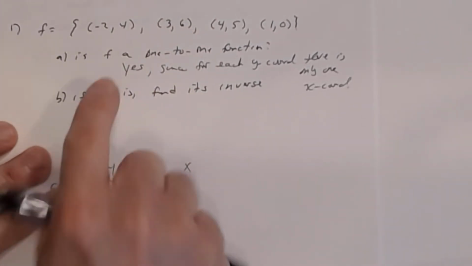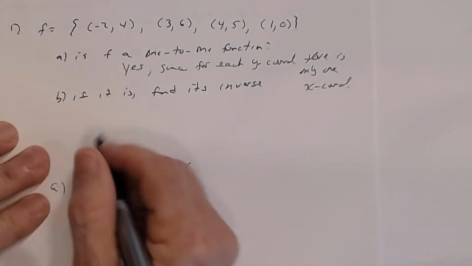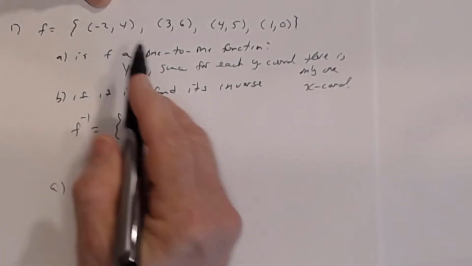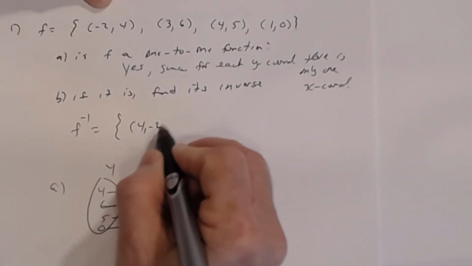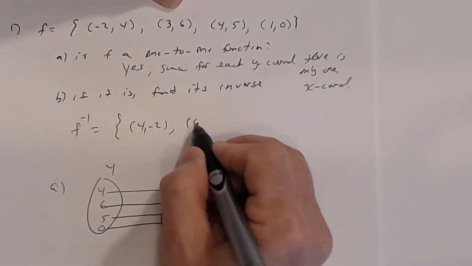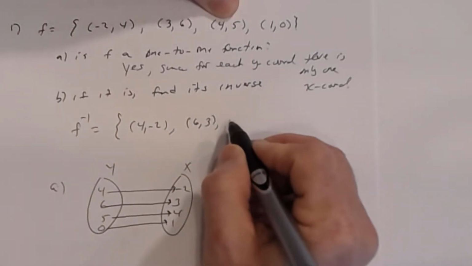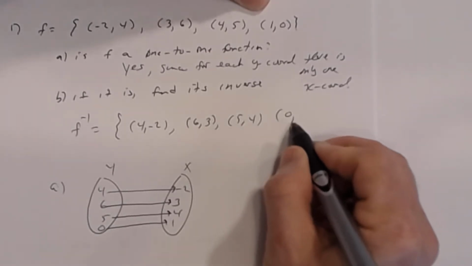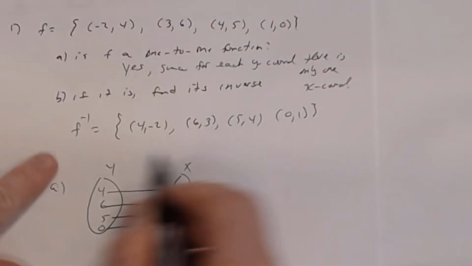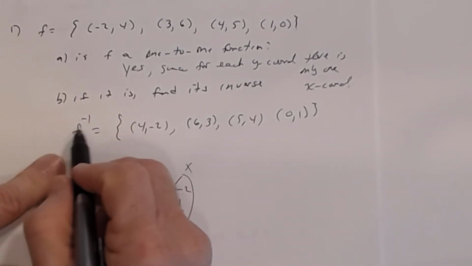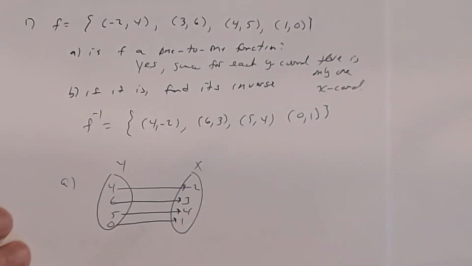So if you're going to find the inverse, this is f, so you're going to say f inverse equals, and you're going to do this. Negative 2, 4 becomes 4, negative 2. So you just interchange the coordinates. 3, 6 becomes 6, 3. 4, 5 becomes 5, 4. And then 1, 0 becomes 0, 1. But keep in mind, you got to say f inverse. So if this is f, then this is f inverse. All right, so that's number one.